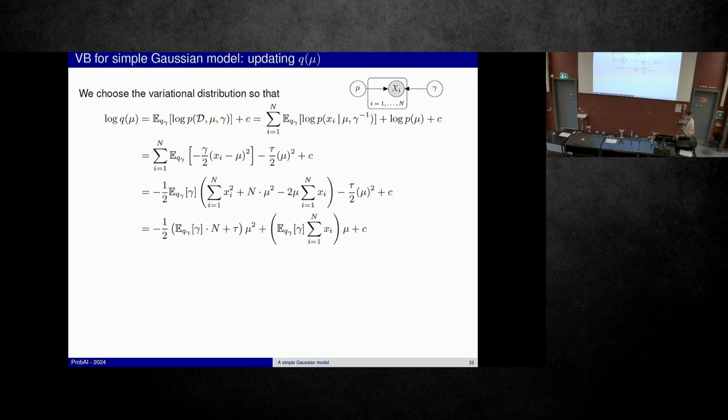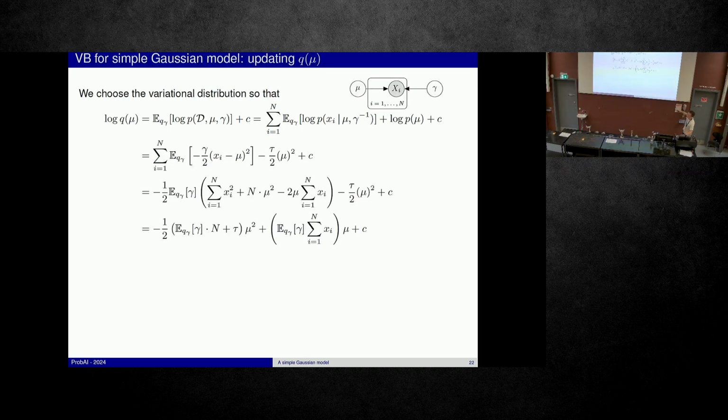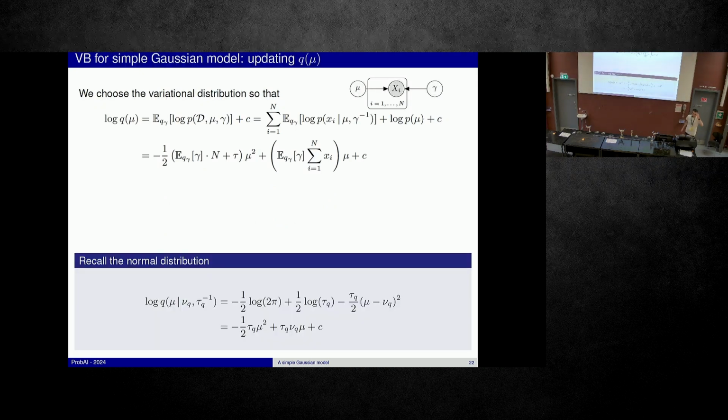What happened here is just that I took this and moved it up, so I just deleted these two lines. That's the only thing that has happened. The reason we shuffled terms around and isolated the parts that involve mu squared and mu is that if we assume that log of q follows a normal distribution, we can ask what form it would take. If we write out the log of the normal distribution, focusing on the parts that involve mu.